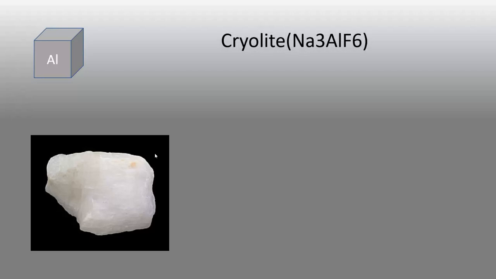Next is cryolite. Cryolite is a sodium aluminum phosphate. It is very rare and not generally found in India. It was first reported in Greenland. We will also get sodium if we extract it.